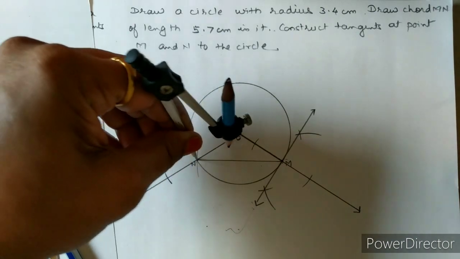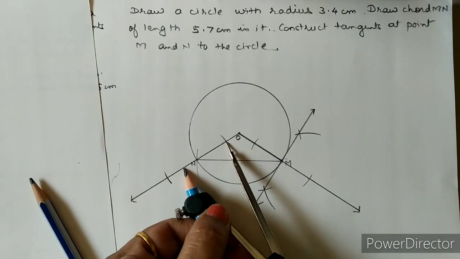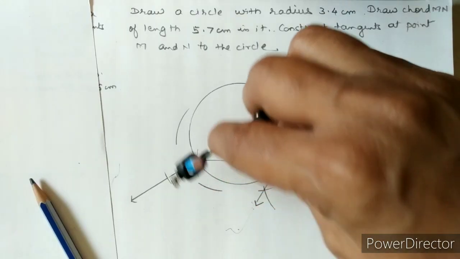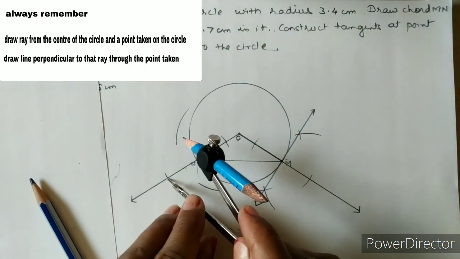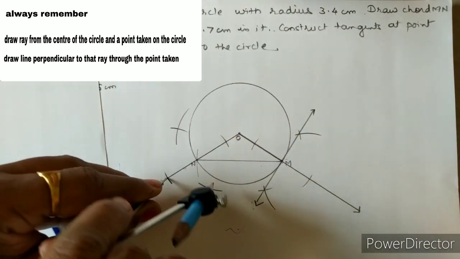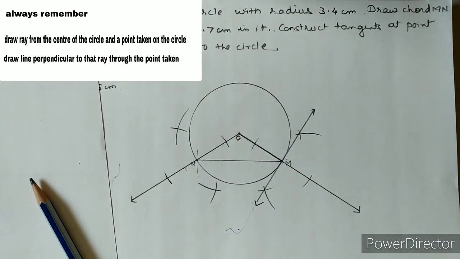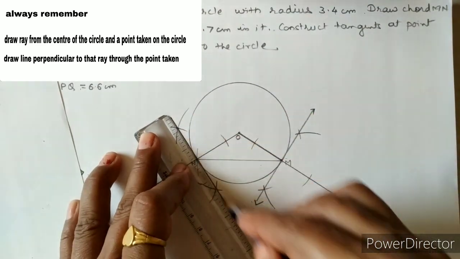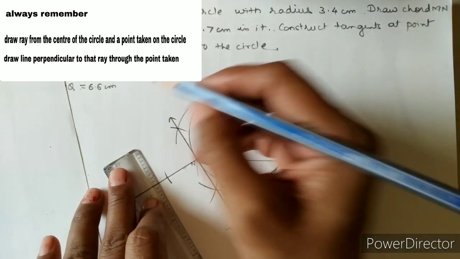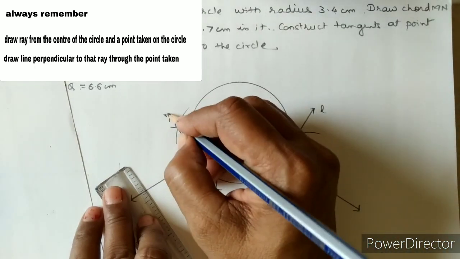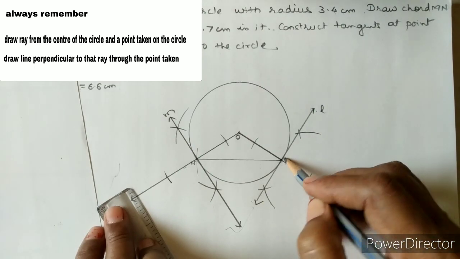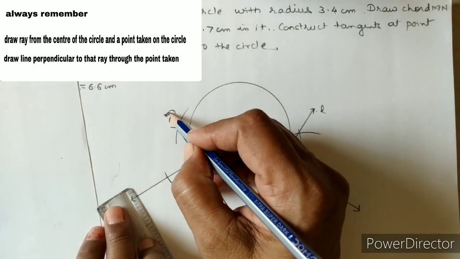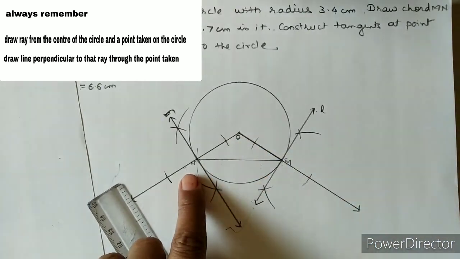Again draw two arcs, placing steel tip at point N, taking more than half distance between the tips of compass. Draw two arcs below and above ON. Then place steel tip here. Draw two arcs here. Join this point of intersection. This is tangent L. This is tangent M. Tangent L is at point M. Line L is tangent at point M, and line M you can say at point N.